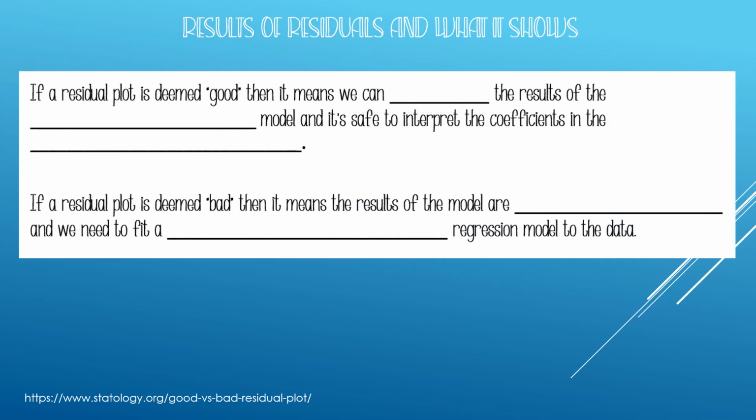If a residual plot is deemed good, then it means we can trust the results of the regression model, and it's safe to interpret the coefficients in the model. So we can use that linear regression line to make predictions. If a residual plot is deemed bad, then it means the results of the model are untrustworthy, and we need to fit a different regression model to the data.